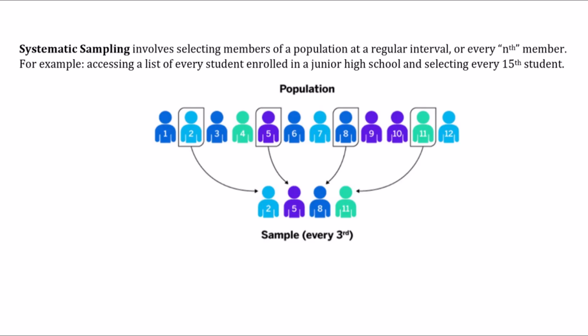Systematic sampling is a little different from stratified and cluster. Now you're going to take every member of the population and line them up. In this case, you have 1 through 12, and then you're going to pick at a given interval. So it looks like they're randomly starting with 2, and then they want to pick every 3rd member here. So 3, 4, 5, 6, 7, 8, 9, 10, 11. So this way they're picking members at a given interval.